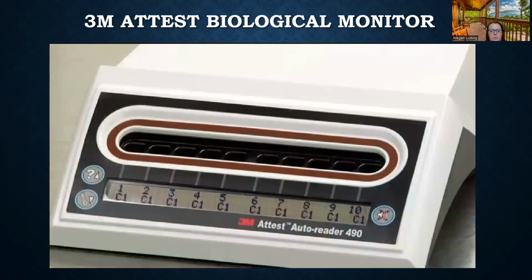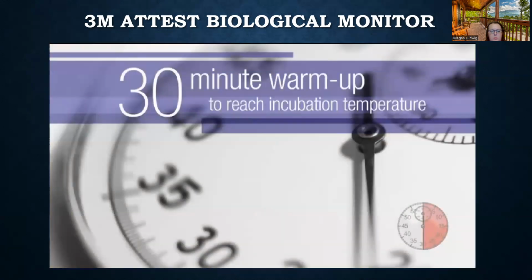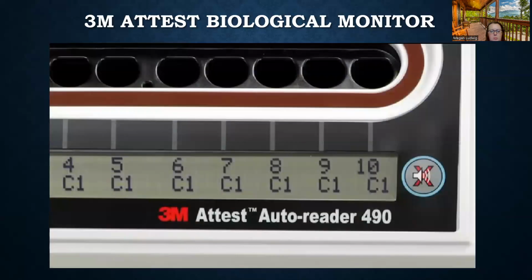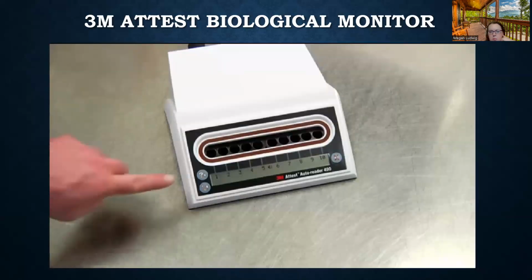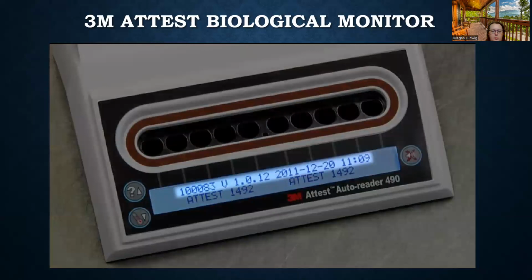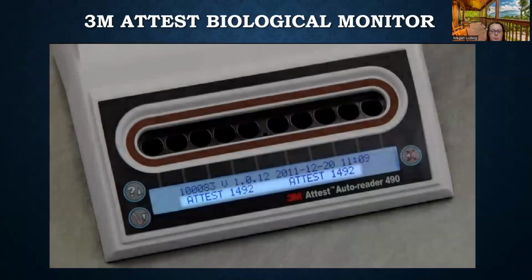Once the unit is plugged in, allow it to warm up for 30 minutes. When proper incubation temperature is reached and the A-Test Auto Reader 490 is ready to use, the C1 caution code will disappear. When you press the information button once, the LCD display gives the A-Test Auto Reader 490 serial number, the version of the embedded software, and the current date and time. The bottom row shows the configuration for the BI incubation wells.